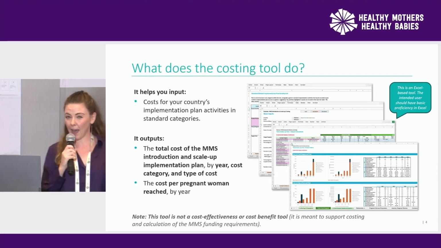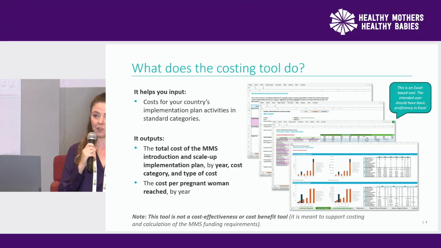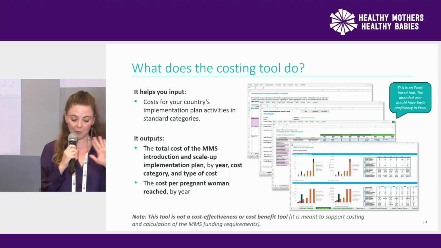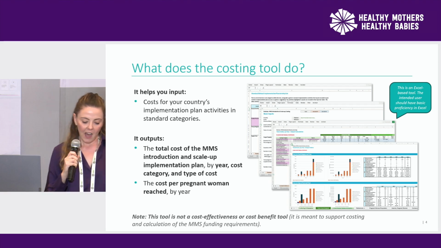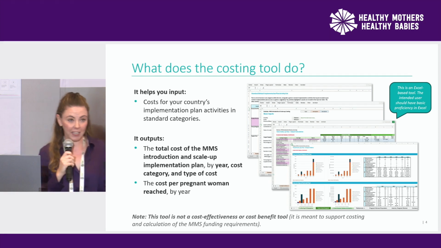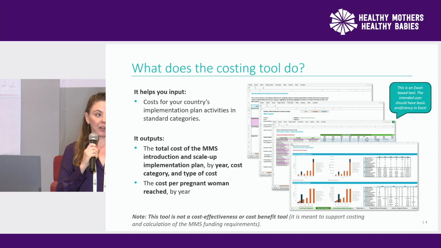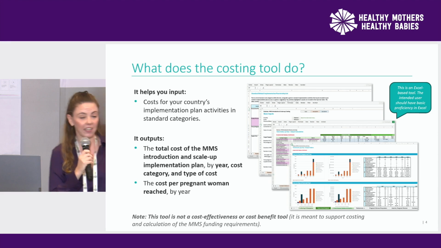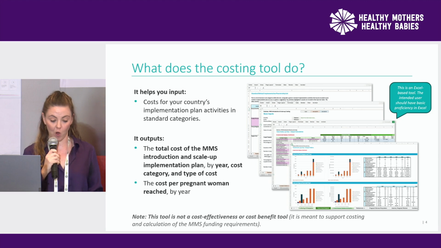So this tool does not help understand cost effectiveness or cost of inaction, and Nutrition International has some fantastic tools for that. This is ideally used once a roadmap has been developed and a country is looking to then cost the activities and the strategies within the roadmap.